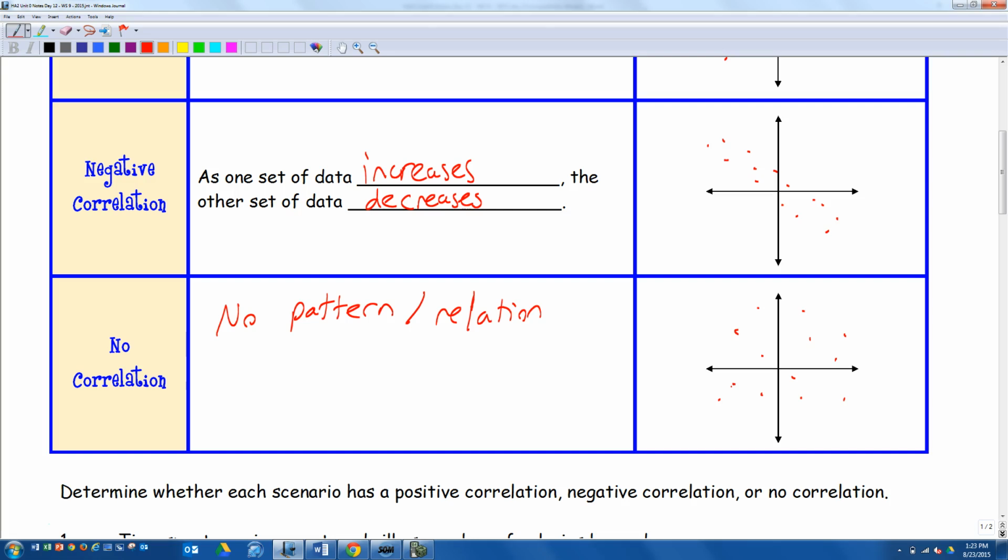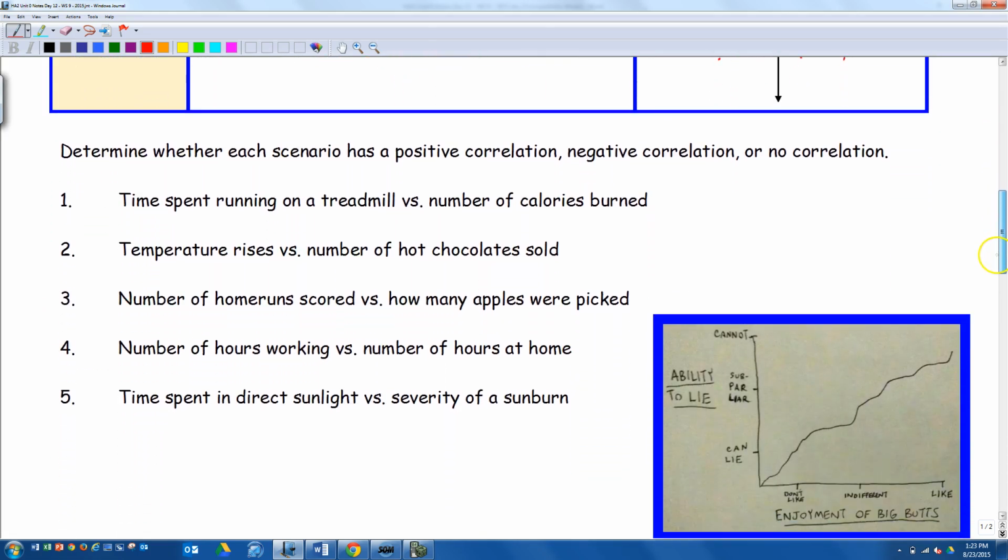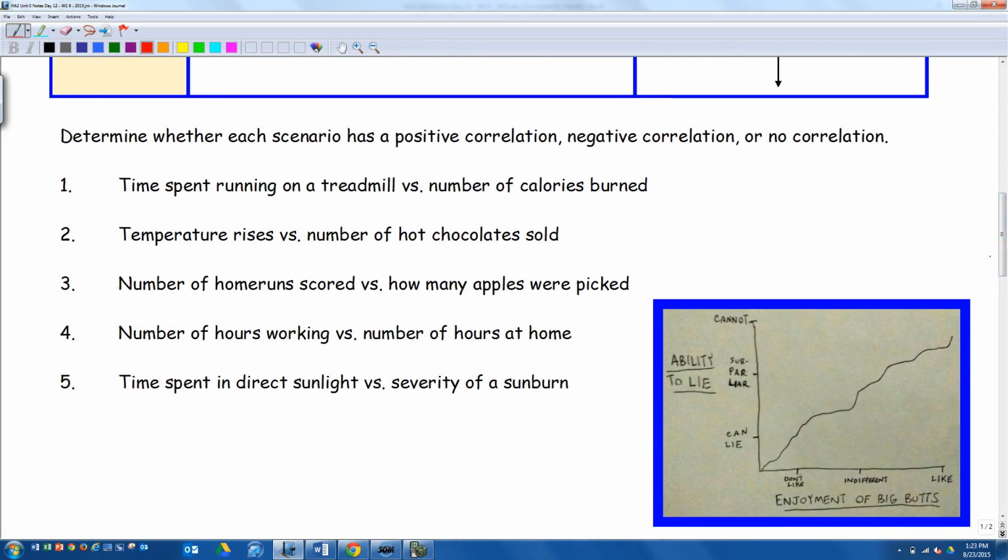So we're going to first talk real quickly about what you guys think is positive, negative, or none. So time spent running on a treadmill versus number of calories burned. So let's just pick one way. If you spend more time running on a treadmill, you should also burn more calories. Since they're both increasing, this would be a positive correlation.